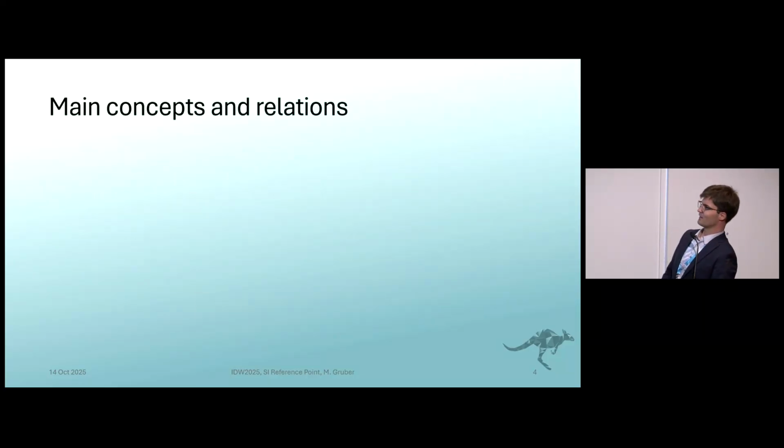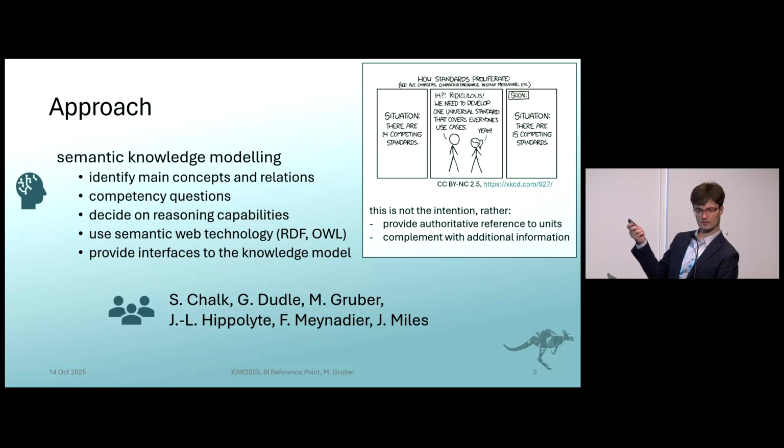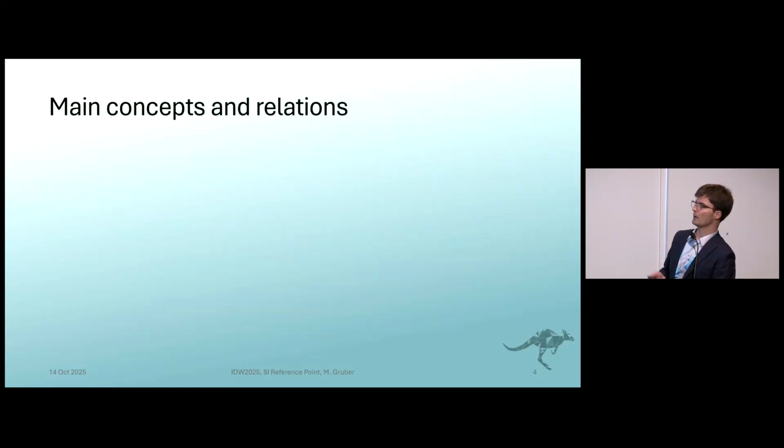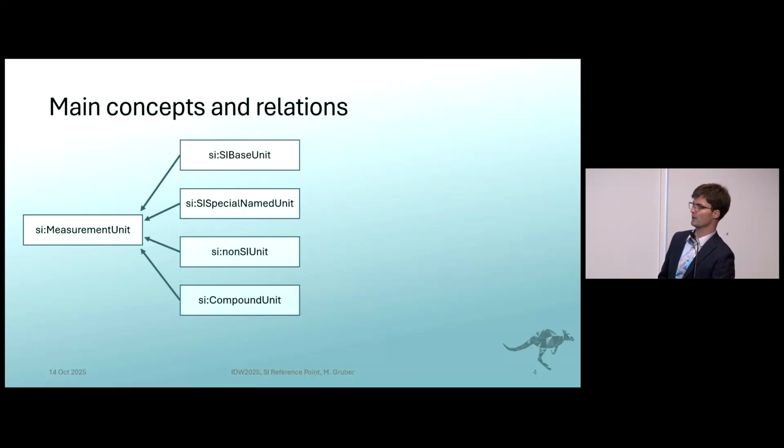Yeah, just to give you an overview, what's the current state of that? I said that identifying the main concepts and relations is more or less the first step to do. And in the SI reference point, or the SI brochure, it's a lot about measurement units. So the central concept here is a measurement unit. And for the brochure, we have multiple important subclasses of that. So we have a base unit. These are the 7 defining units that make up the SI system, more or less.